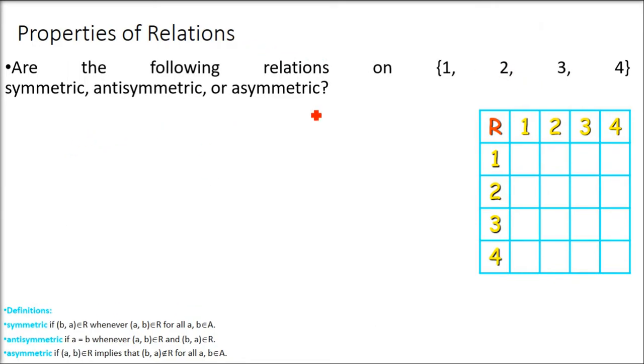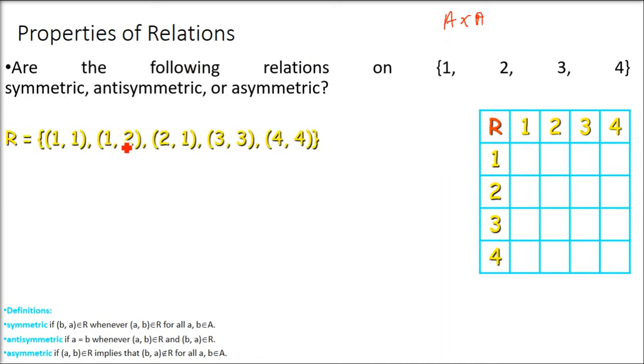See, here is the relation on the set 1, 2, 3, 4. This is a set. I am going to give you a relation and you have to tell me whether it is symmetric, antisymmetric or asymmetric. See here: (1,1), (1,2), (2,1), (3,3), (4,4). Okay, now you see here. What are we going to get here?